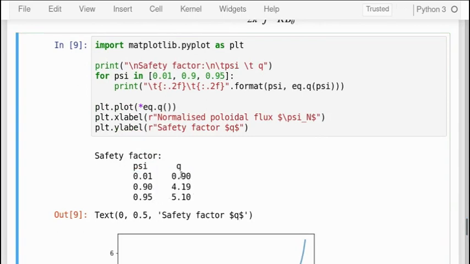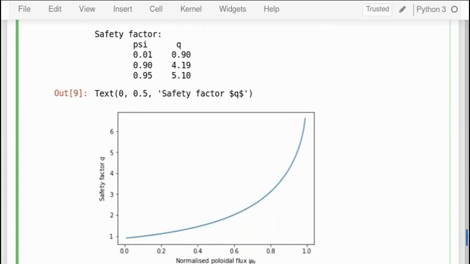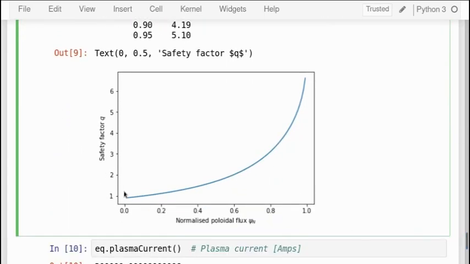So you see it's going from just less than 1 in the core out to about 5 or so at psi normal of 0.95, and we can just plot. If you don't give a value of psi n, it creates a grid and passes back a range of values. And so we can plot this, and this is psi normal, so from the axis to the edge, and this is the safety factor. And this is a fairly typical kind of shape.